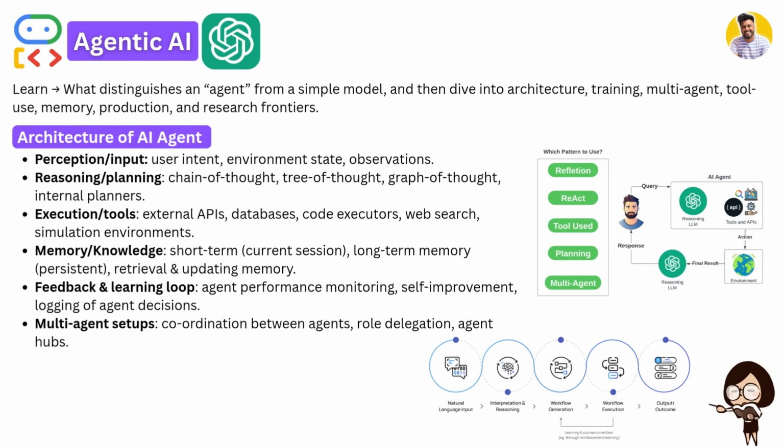And the feedback or learning loop is also there in the AI agent to keep it on the corrective path. It has self-improvement and logging of the agent decisions so that it learns from every decision and keeps on improving as well. We have a multi-agent setup that can coordinate between multiple agents. There are roles, there is task delegation or agent hubs as well.